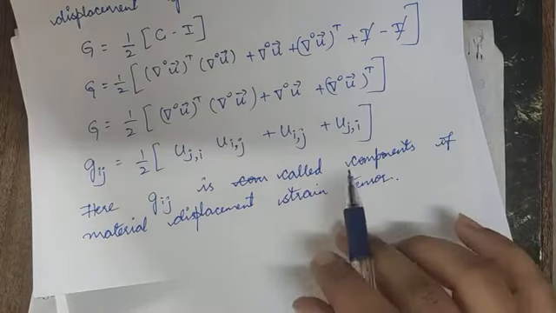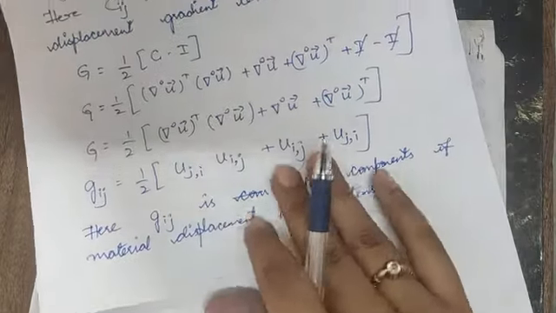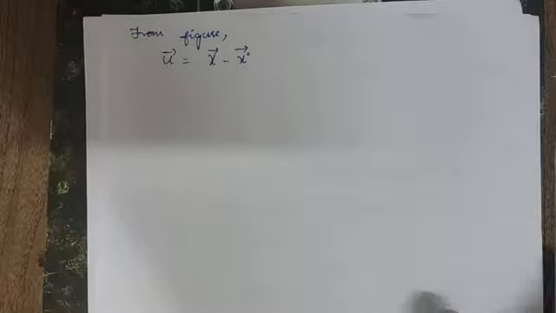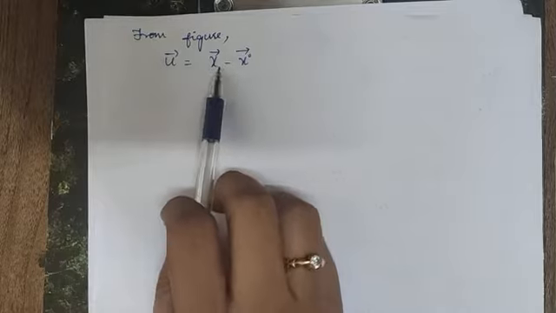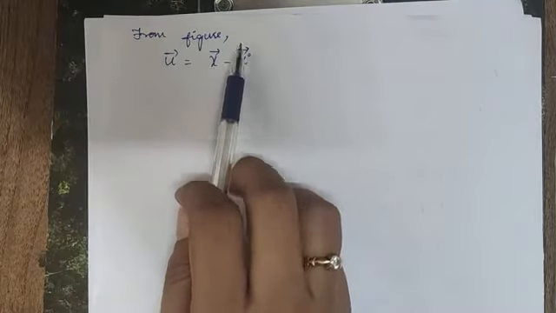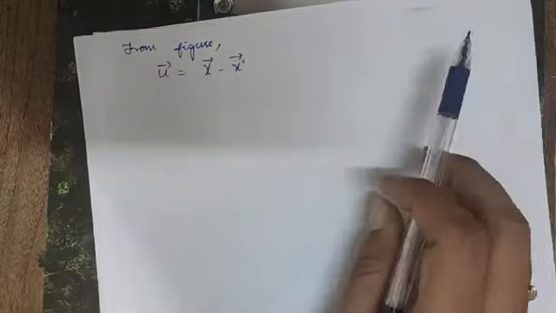Till here we have discussed the material description. Now let us move to spatial description. Again consider from the figure, vector u is equal to vector x minus vector x naught. How have I written this? Using the triangular law of vectors, correct?